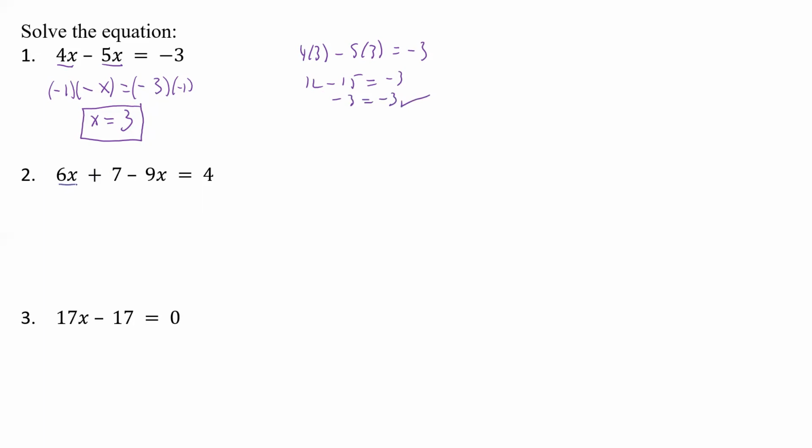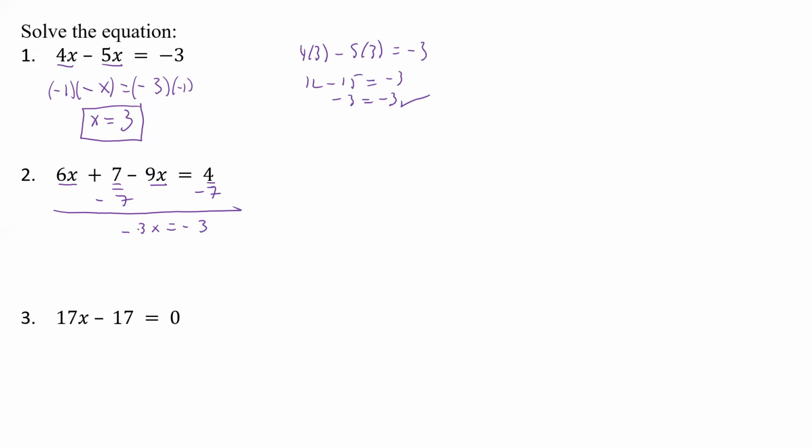Well, we've got like terms there, and those are like terms. That means I have to get rid of this to get it over here with that one, because I want numbers on one side and variables on the other. So to do that, I need to subtract 7. And at the same time, I'm going to add 6 minus 9. So 6 minus 9 is negative 3x, equals 4 minus 7, which is negative 3.